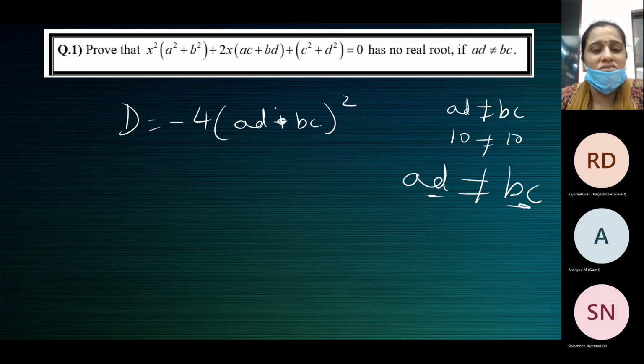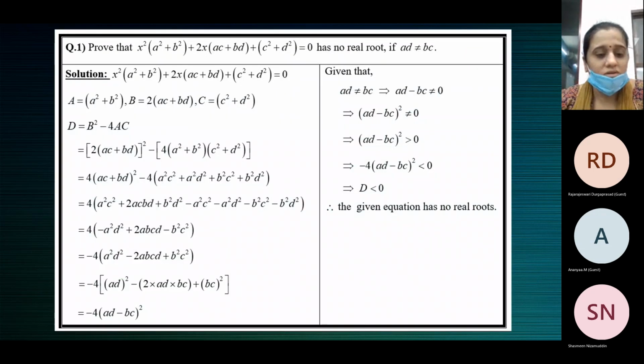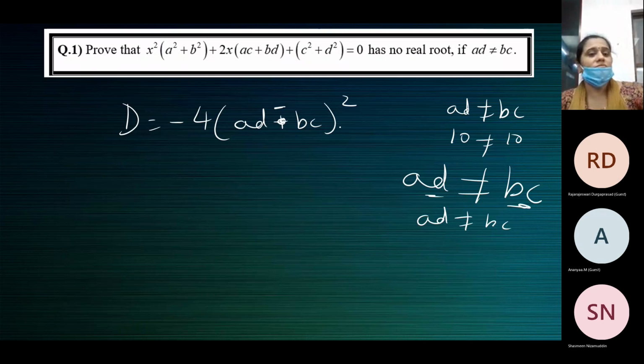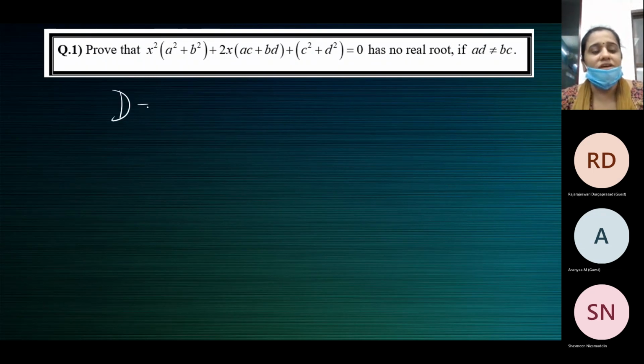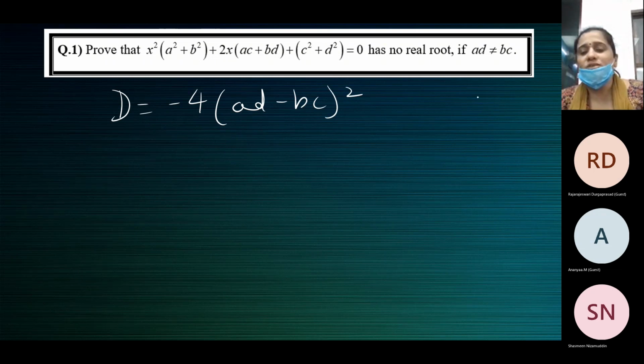I think you must get minus here, children, because this condition will be meaningful only if it is AD minus BC the whole square. Let me check what I have. Yeah, it's AD minus BC the whole square. That is why this condition is given. The correct value of D is minus 4 into AD minus BC the whole square, and that is why the condition AD is not equal to BC is given.